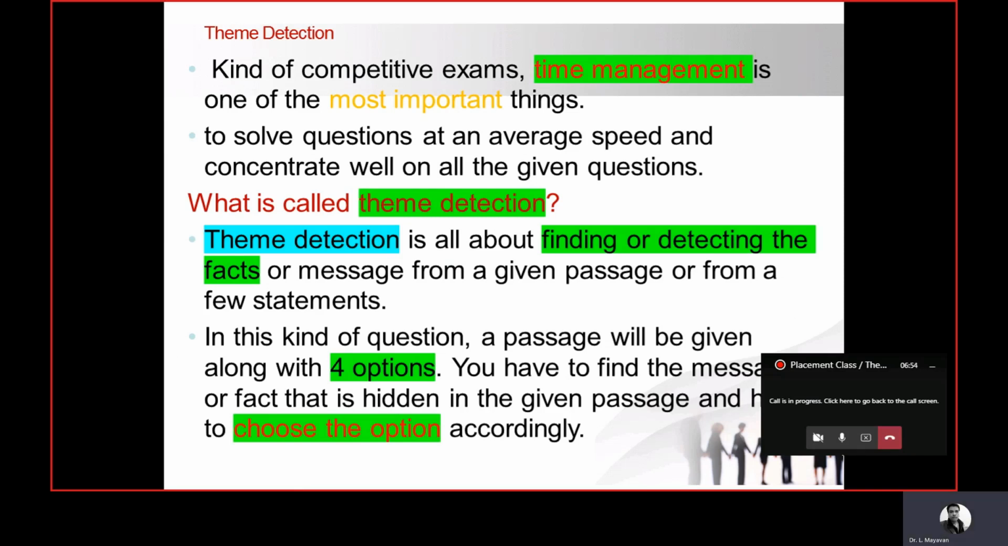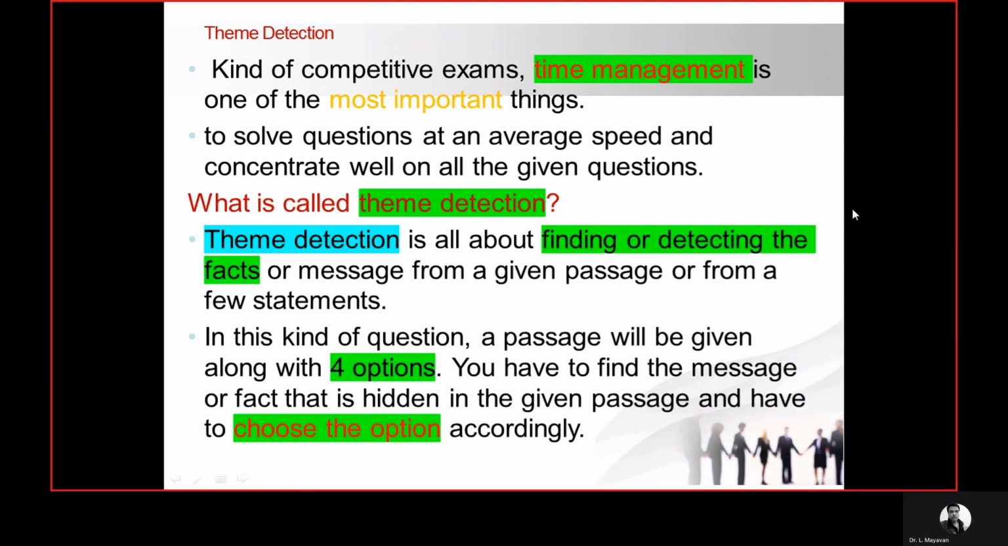And what is called a theme deduction? Theme deduction is all about finding or deducting the themes or the facts or message from a given passage or from a few statements. It is finding out the exact theme given in the passage. In this kind of question, a passage will be given along with 4 options, and we have to find out the message or the facts that is hidden in the given passage, and how to choose the correct options accordingly.